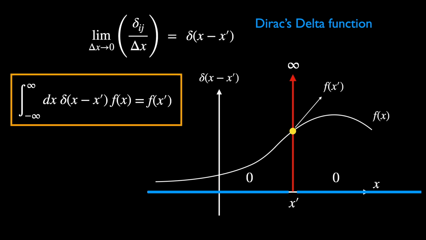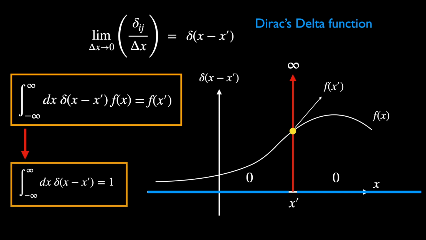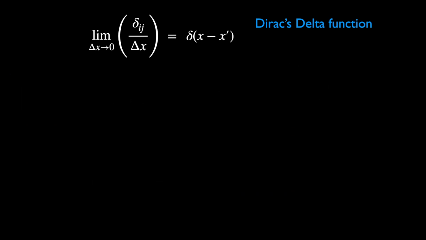If f is set to 1, we immediately obtain the special case, which states that Dirac's delta function is normalized to 1 when integrated over the entire x-axis. Both of these are important properties of the delta function. In fact, the delta function is actually defined by how it acts under an integral. Here are some common identities about the delta function.